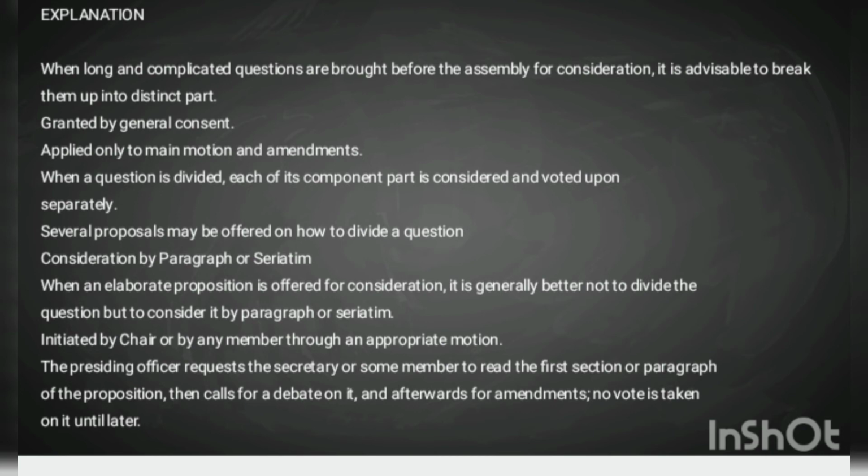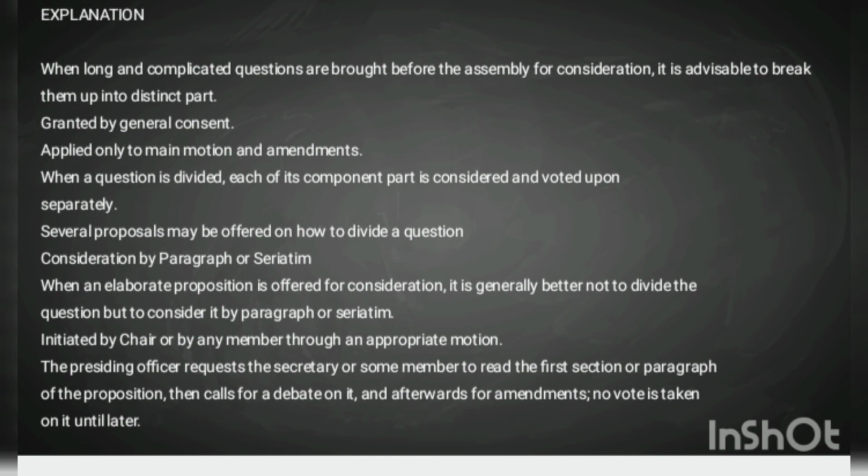Consideration by paragraph or seriatim is when an elaborate proposition is presented for consideration, such as a series of resolutions on a common subject or a set of laws with parts that are intimately connected to one another. It is generally preferable to consider the question by paragraph or seriatim, even if it is capable of being divided. The consideration of a question by paragraph or seriatim may be initiated by the chair or by any member through an appropriate motion, which shall be governed by the rules of a main motion.